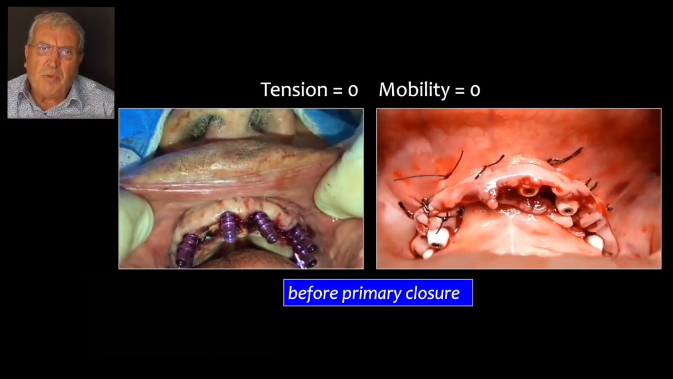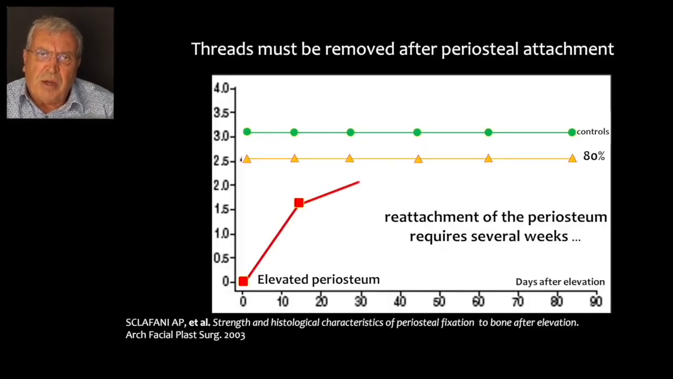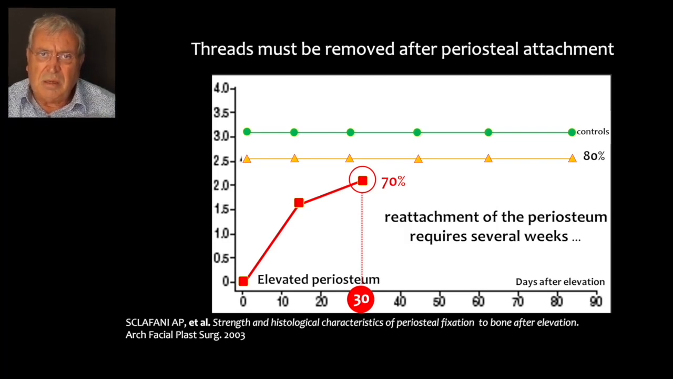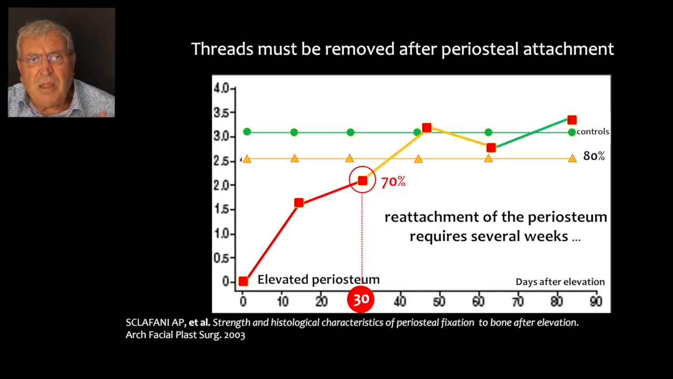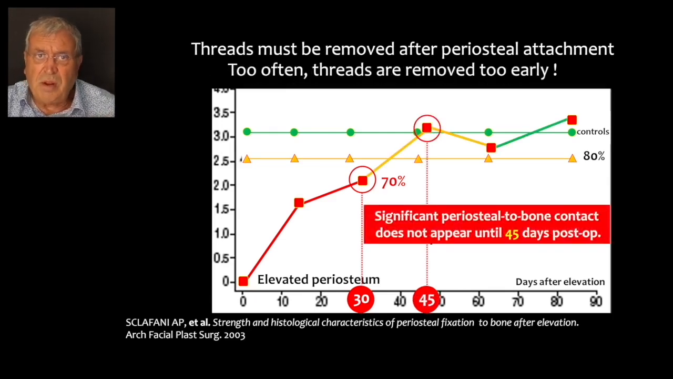Threads must be removed after periosteal attachment. But this attachment from the periosteum takes a long time, at least 4 weeks, 6 weeks to be full. It means that we need to stay with the threads, and too often we remove them too early. They need to stay 4 weeks.